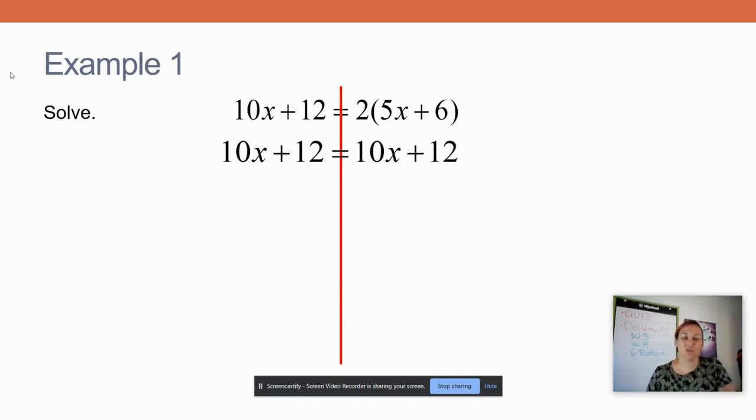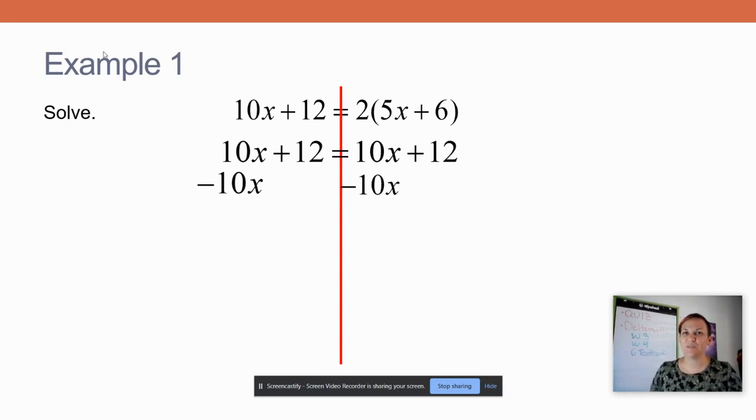Next, we should look for like terms, and this problem does not have any. After like terms, we're going to notice that we have a variable on each side of the equal sign. So I'm going to take one of them and move it to the other side using the inverse operation. In this problem, I have positive 10x, so I'm going to move it by subtracting 10x, once on the left and once on the right.